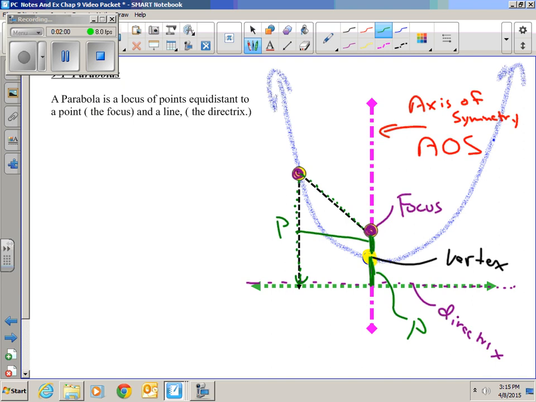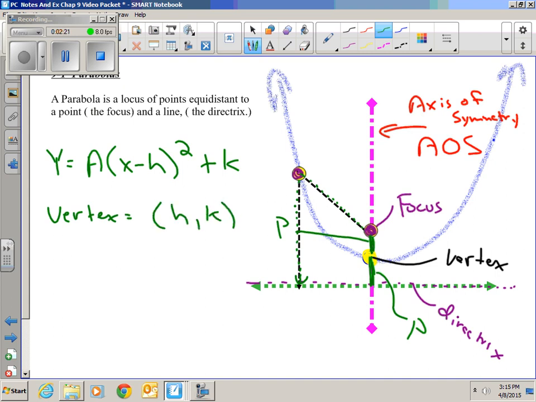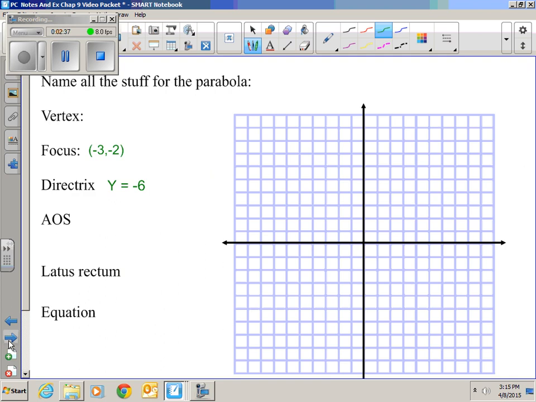The equation of the parabola is written y equals a times x minus h squared plus k, and this is for a vertical parabola. In this case, our vertex is at h comma k, and you guys know that, and a is equal to 1 over 4p, and that's how we get a. And we can prove all this with the distance formula. It's actually pretty cool, and maybe we'll do that one day in class. Let's do some problems and see what happens.